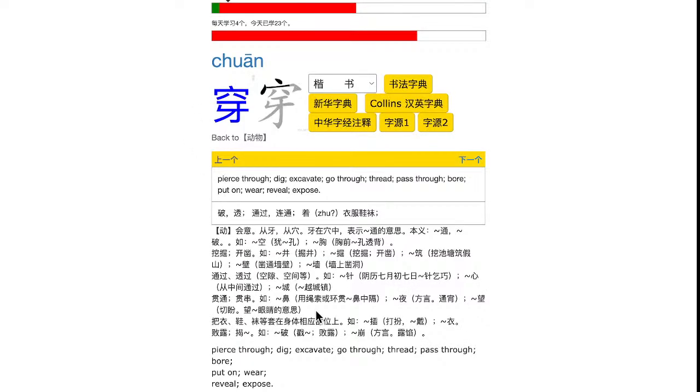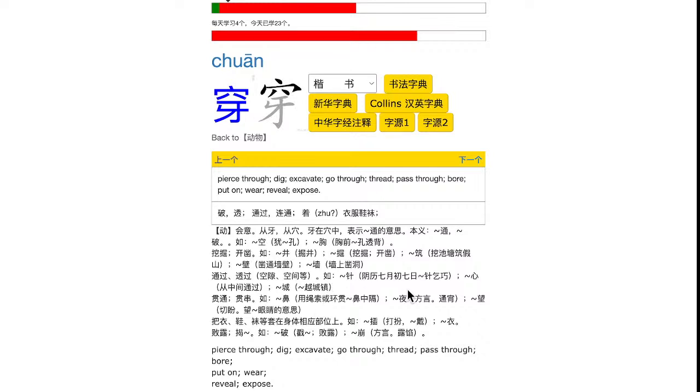穿, so basically, either you already have a hole in place and you put something through, or there's no hole in place yet, but you are using some kind of force to bore through it, to make a hole to get through. Okay, so this is 穿.